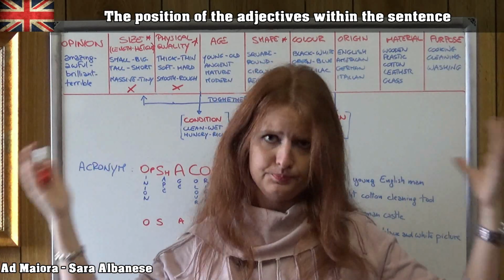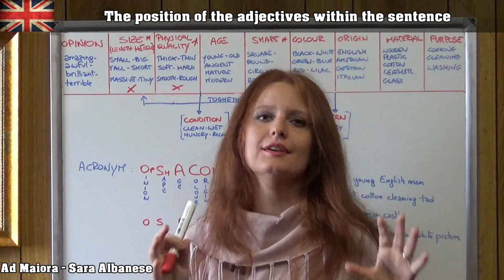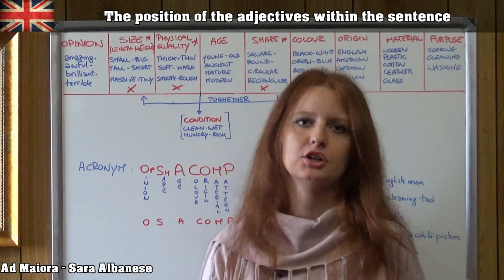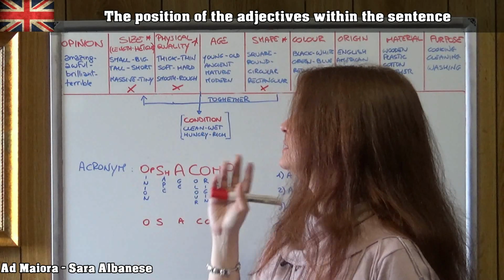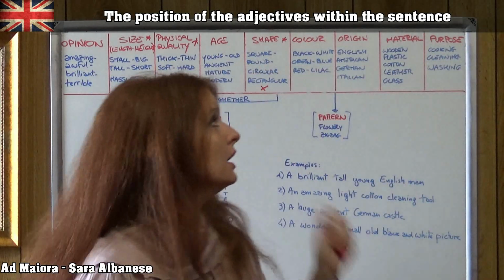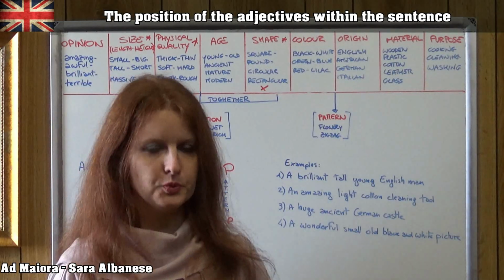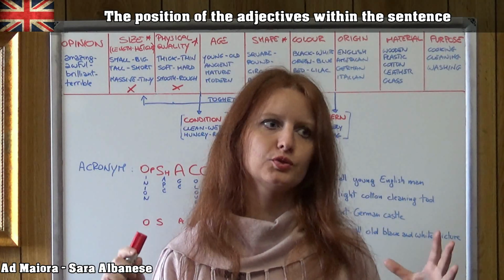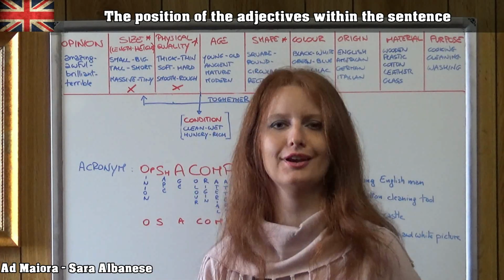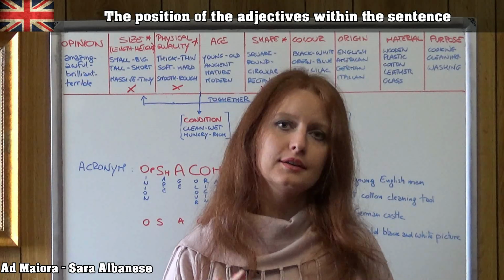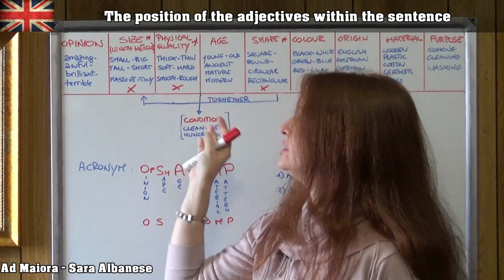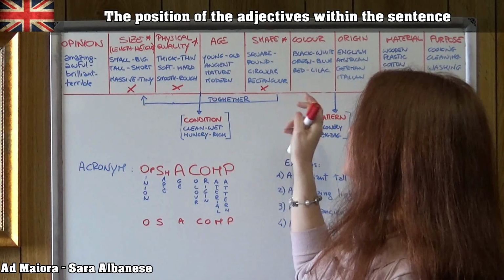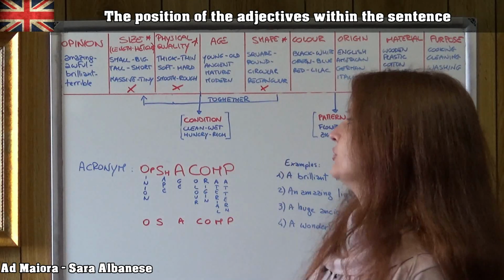9 places, 9 positions, and this other 2, which are actually just something more. So opinion, size, physical quality, age, shape, color, origin, material, and purpose. As I told you before, there's a shorter version, a more simple version, an easier version of this one. And especially the positions that change are the second one, the third one and the 5th one.